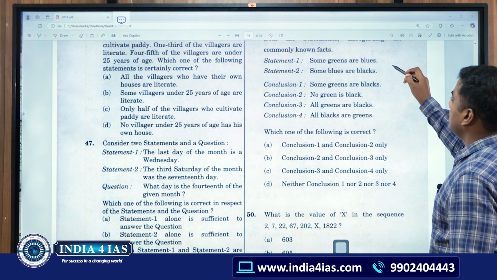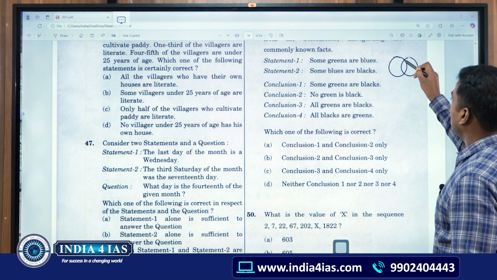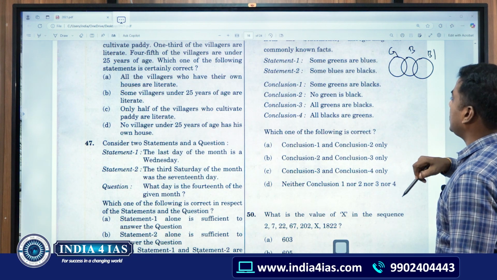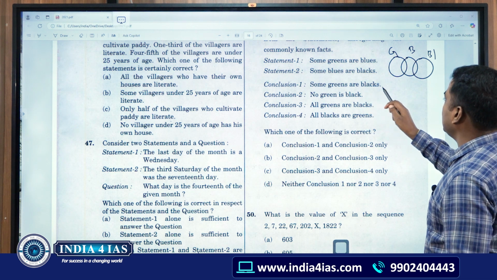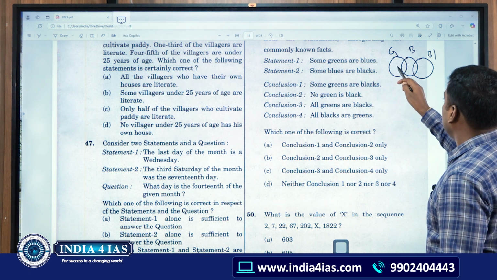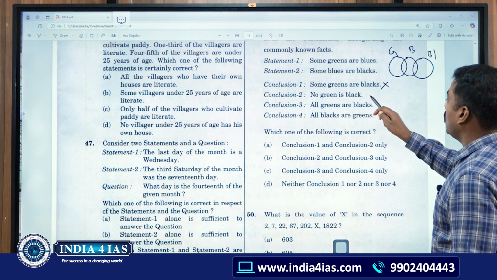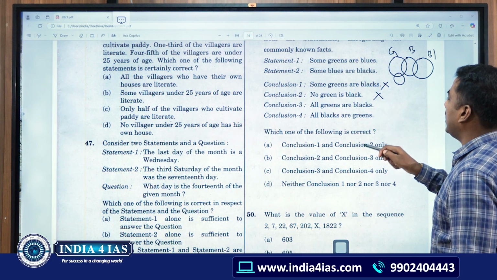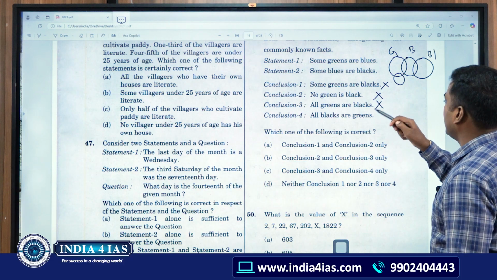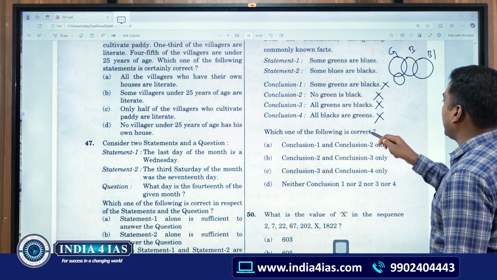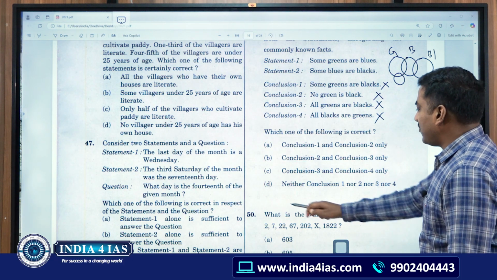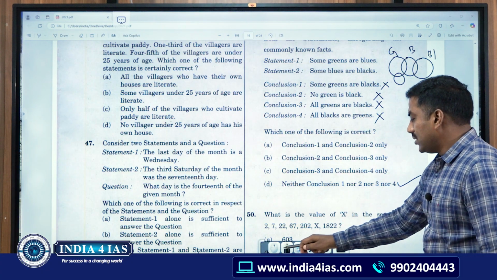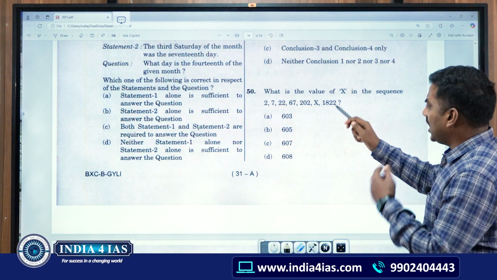Syllogisms. So some greens are blues, and some blues are blacks. Then conclusion 1: some greens are blacks. Yes, greens and blacks are here. No, no green is a black. I cannot say. Even this black can come here. Then all greens are black. I can't say. Then all blacks are greens. I cannot say. So none of them is correct. So neither.